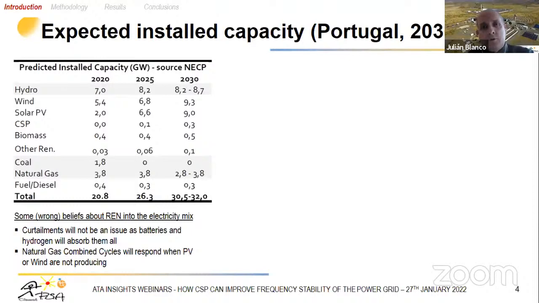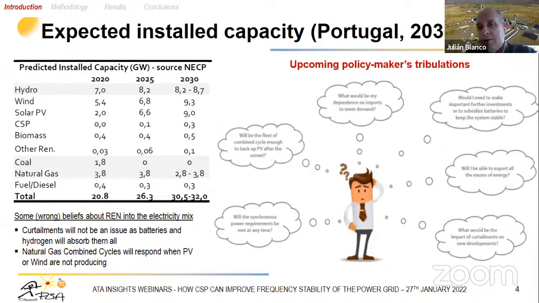And the scheduled CSP participation is about 300 megawatts by this year. The expected capacity in Portugal by 2030 is the one shown here. Basically, the main point is that coal is expected to be completely abandoned, natural gas will be maintained in combined cycles as it is, and all the others will increase, basically the renewables, to cover the expected demand increase. There are some typical ideas: one of them is that curtailment is not expected to be an issue as batteries and hydrogen will absorb it, and also that the natural gas cycle will be the answer when PV or wind are not producing.